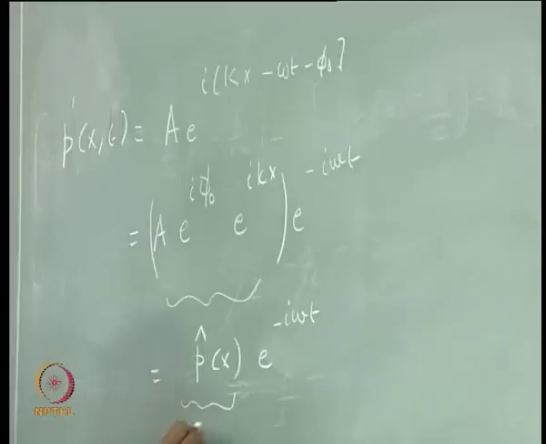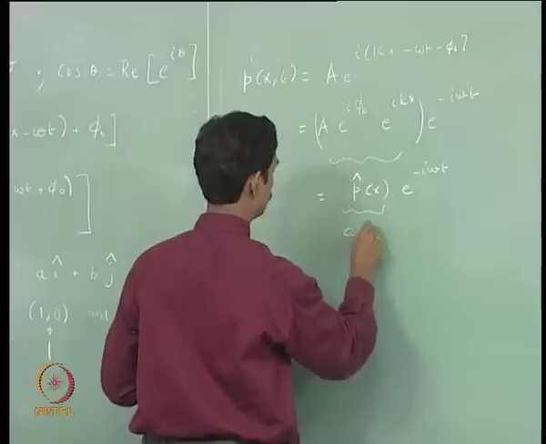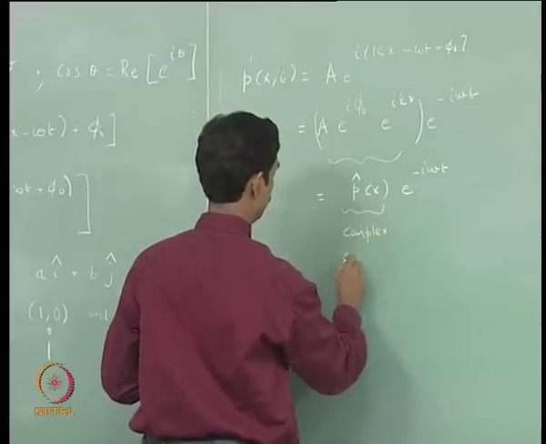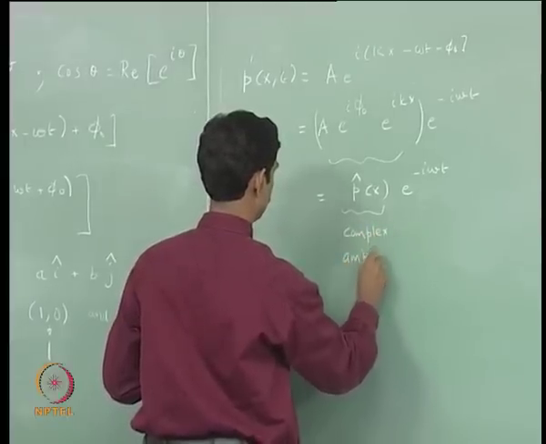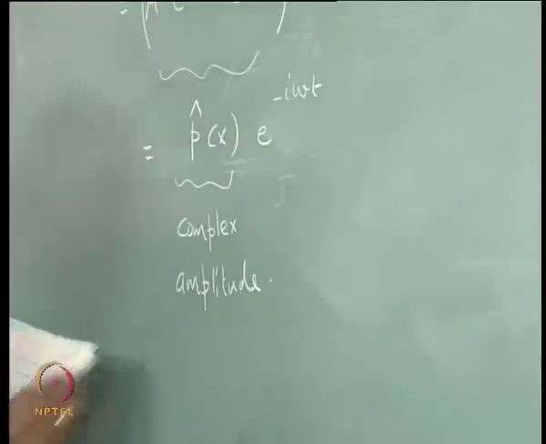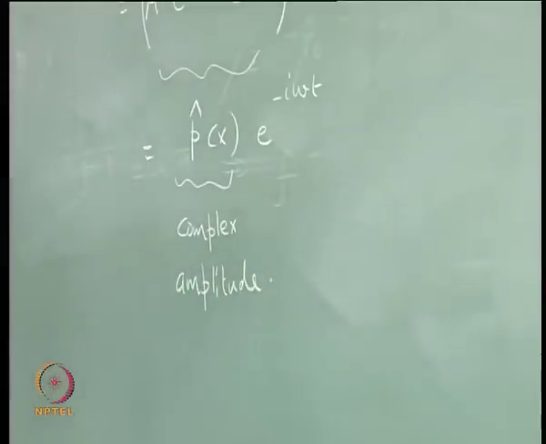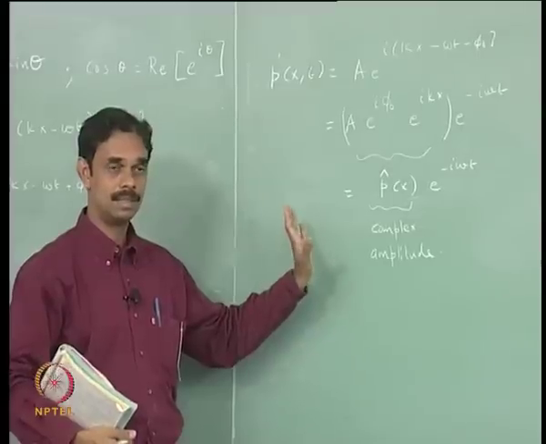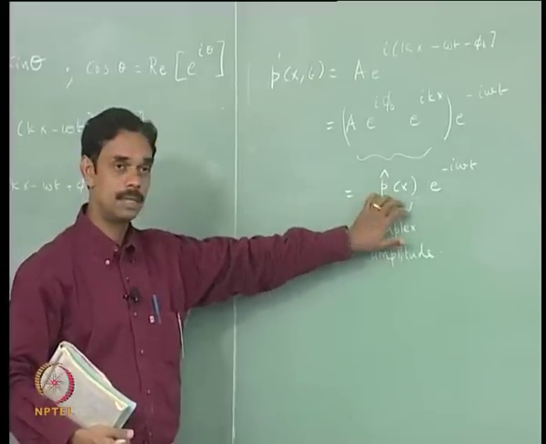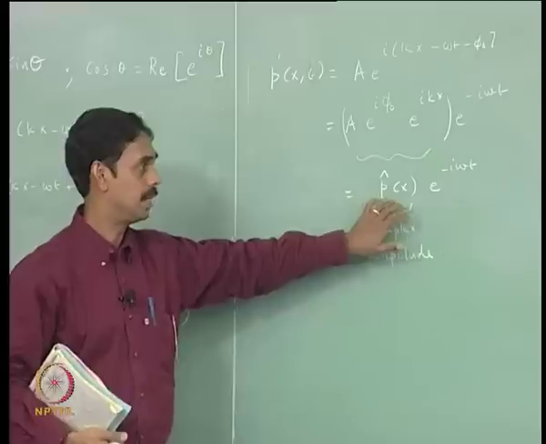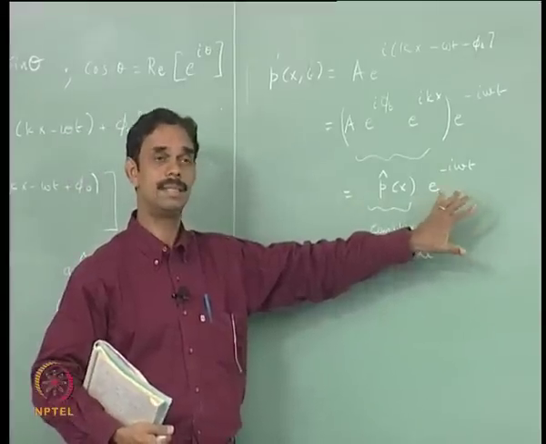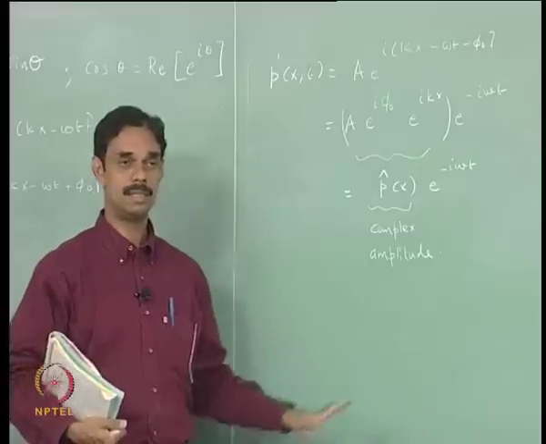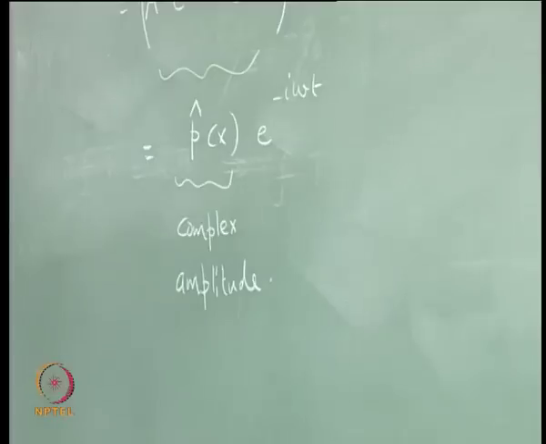P hat of x is the complex amplitude. I must emphasize one thing here. We should not take the complex amplitude and take its real part. That is meaningless. We take the complex amplitude multiplied by e power i omega t and then take the real part of the whole thing. That will give the instantaneous pressure. Is that clear? Let me repeat again.